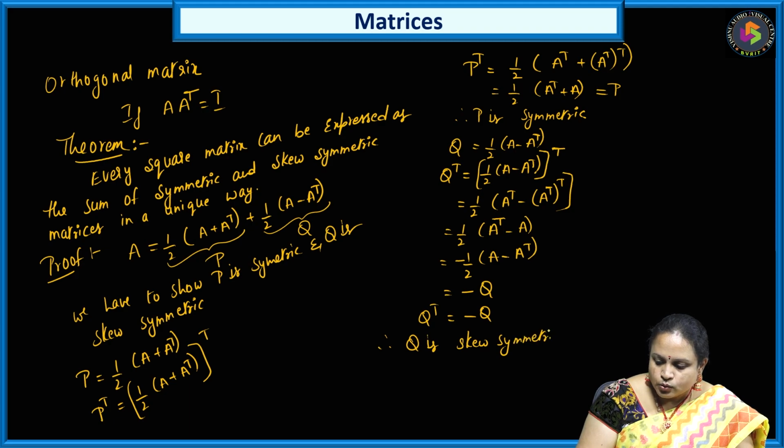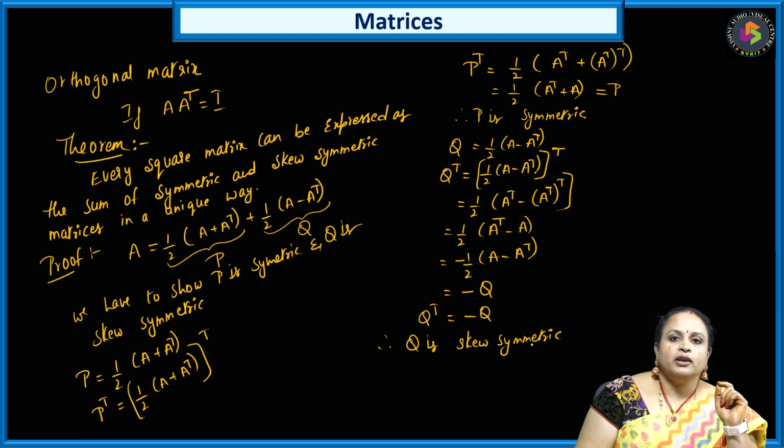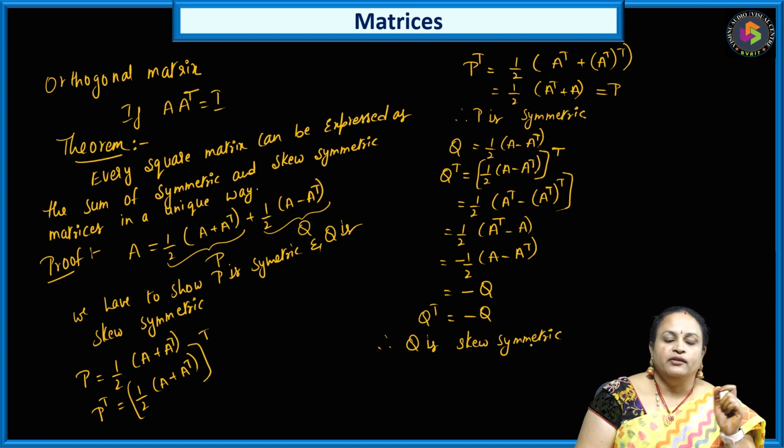Q is skew symmetric. So, the first part of the theorem we have proved. What is the first part of the theorem? Every square matrix is expressed as the sum of a symmetric and a skew symmetric matrix. Now, the second part of the theorem. What is the second part of the theorem? That this matrix is expressed in a unique way.